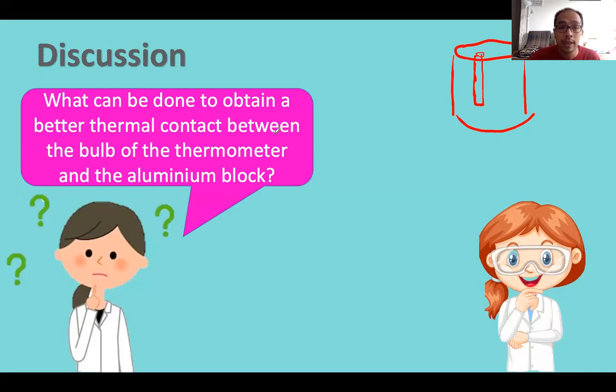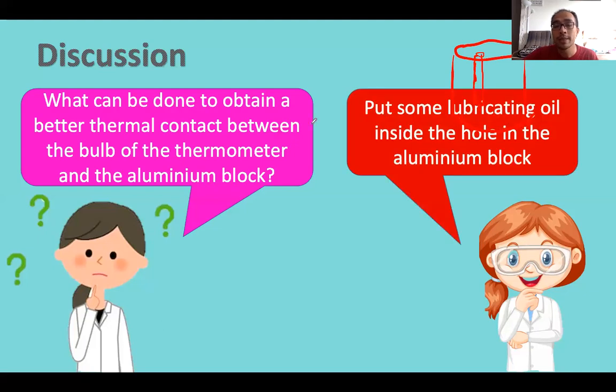So it's pretty loose. So what we can do is we put some oil inside the hole, so that the thermometer touches the oil, the oil touches the aluminium block, and the heat flow is there. This is a precaution that we take now for the aluminium block. We don't do that with water, because water is always touching the thermometer, no problem. But the aluminium block is a problem because here there is a hole, and we need to figure out a way to make sure that it is fully touching the aluminium block.